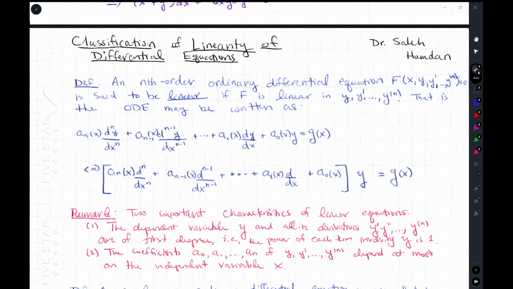A function is linear if, of course, f of x plus y equals f of x plus f of y, and f of a times x, where a is a constant, is equal to a times f of x.